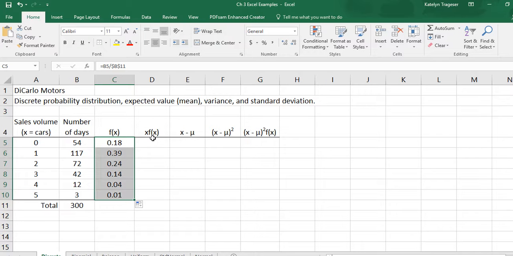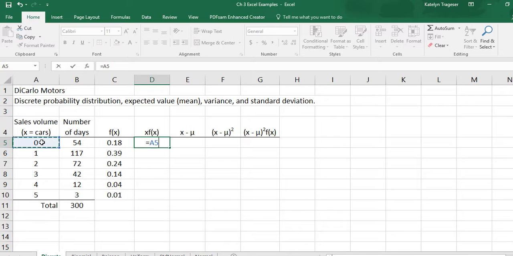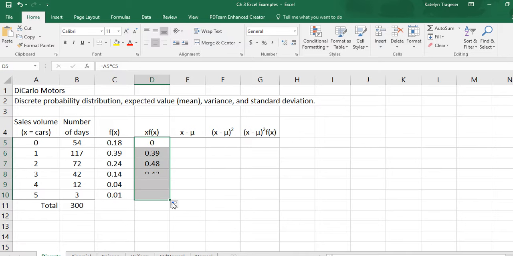Now we want to calculate our expected value or mean for the distribution. This is simply x, or our sales volume, multiplied by f of x, or our probability distribution. So we'll enter equals x multiplied by f of x. 0 for the first one, but again we can go ahead and copy our formula down. Then we want to find the sum of that.